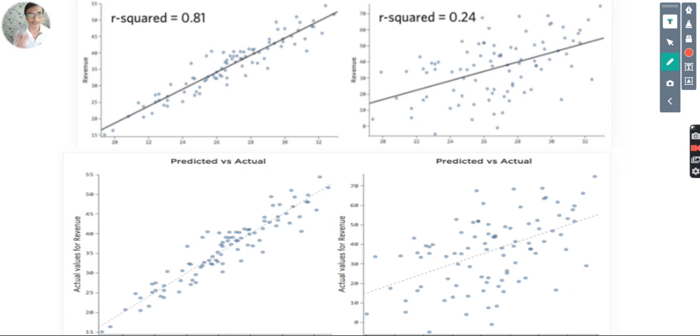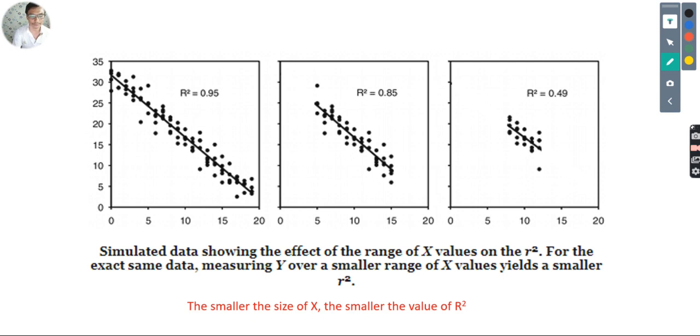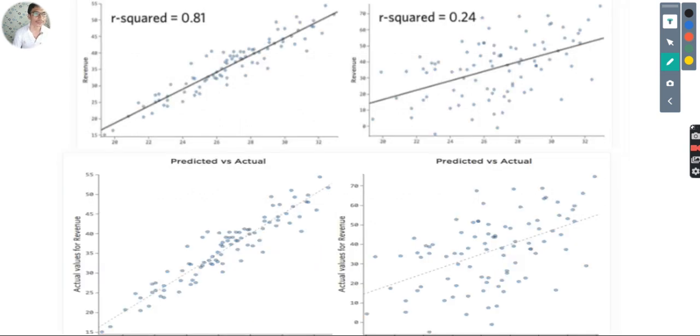What happens generally, we go for R square, right? Earlier you could see we are judging the best model depending on the R square. But here you can see, this part, R square is 0.81. Then you are getting a good fit. Then R square is 0.24. You are getting a regression line, but not a good fit regression line.